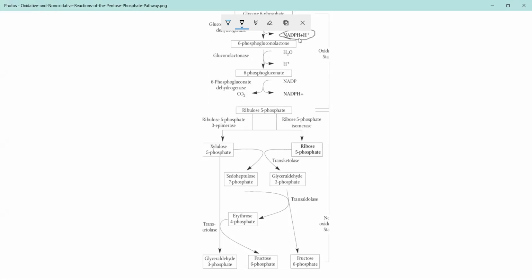Now, in this HMP shunt, you can see that there are 2 molecules of NADPH being produced, meaning the total yield of HMP shunt will be 6 ATP. You are able to produce 6 molecules of ATP, okay? Because you are getting 2 NADPH.